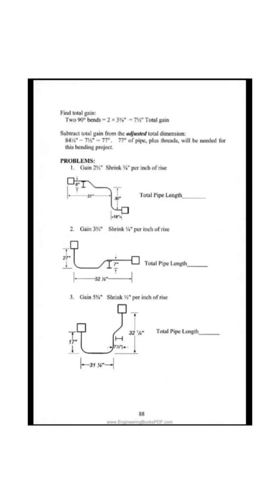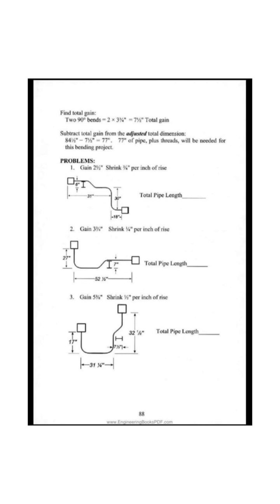Figure 13-14. Add all dimensions. 13 inches plus 41 plus 28 equals 82, total dimension. Find total shrink. 30 degree offset equals 10 inches by 1/4 equals 2.5, total shrink. Add total shrink to total dimension. 2.5 plus 82 equals 84 1/2, adjusted total dimension. Find total gain. 2 90 degree bends equals 2 by 3 3/4 equals 7 1/2, total gain. Subtract total gain from the adjusted total dimension. 84.5 minus 7.5 equals 77. 77 inches of pipe, plus threads, will be needed for this bending project.